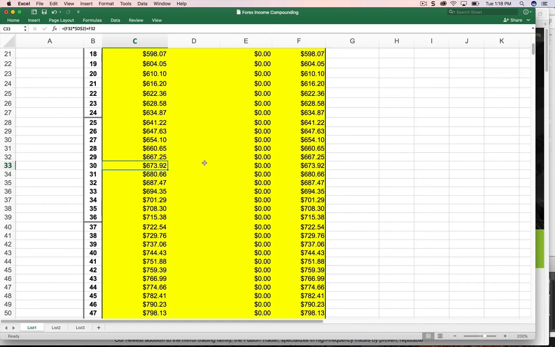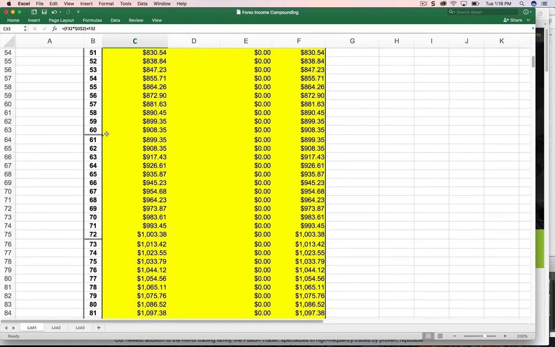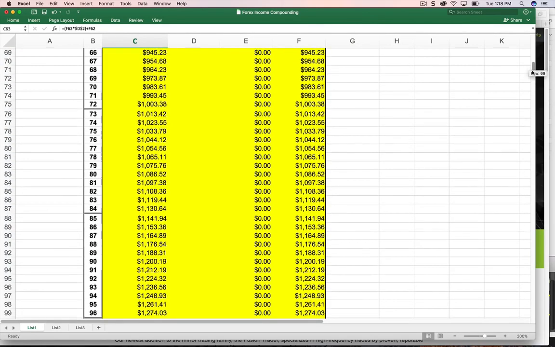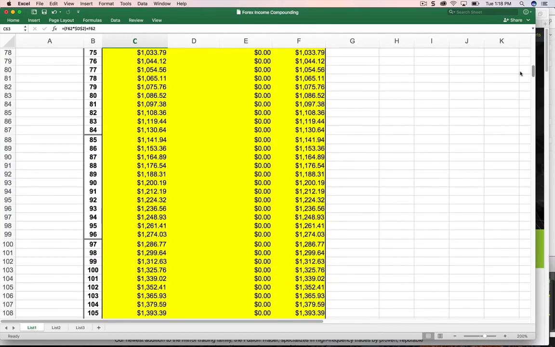Okay. So at the end of 30 days, you're going to have $673. At the end of 60 days, you're going to have $900. Again, would you rather have 1% a day or 1% a year? Now, mind you, this is legal money. Okay. This is not some scammy high yield investment program. You're doing this legally. At the end of 90 days, you have $1,200.